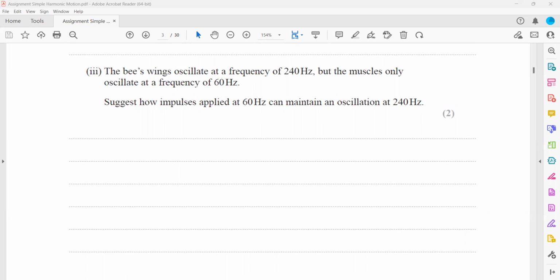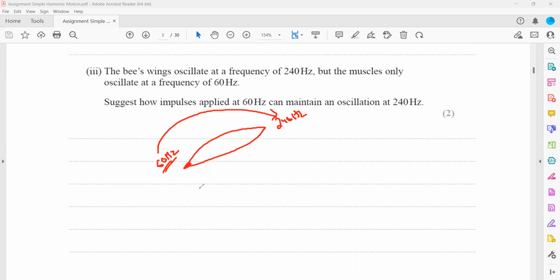So the muscles are only vibrating at 60, but the wings are vibrating at 240. Even though their frequencies are different, how is it causing a high vibration? For example, if these are the wings and here is a muscle attached, the muscle is vibrating only at a frequency of 60, but the wing is vibrating at 240. The first thing it shows is that the vibration of the wing is a multiple of the vibration of the muscle: 60 times 4 is equal to 240.